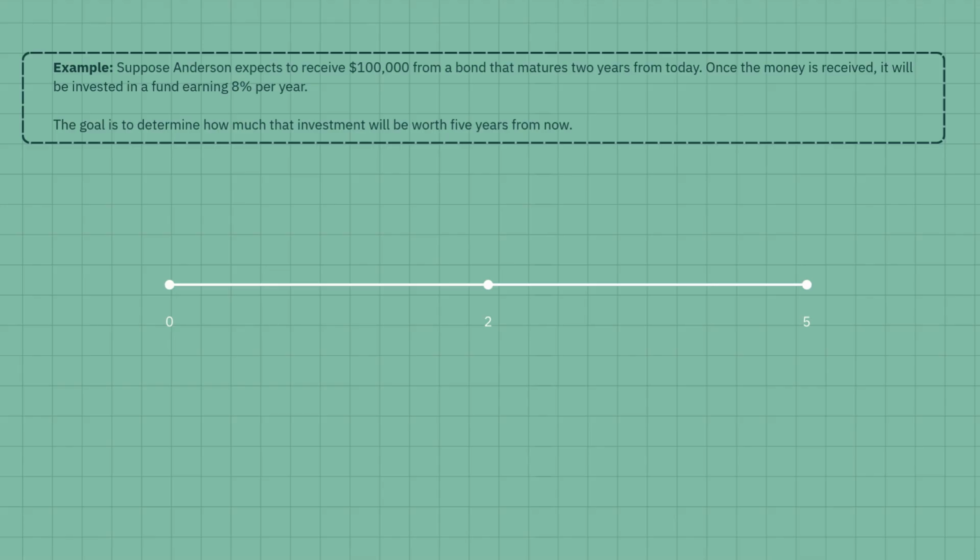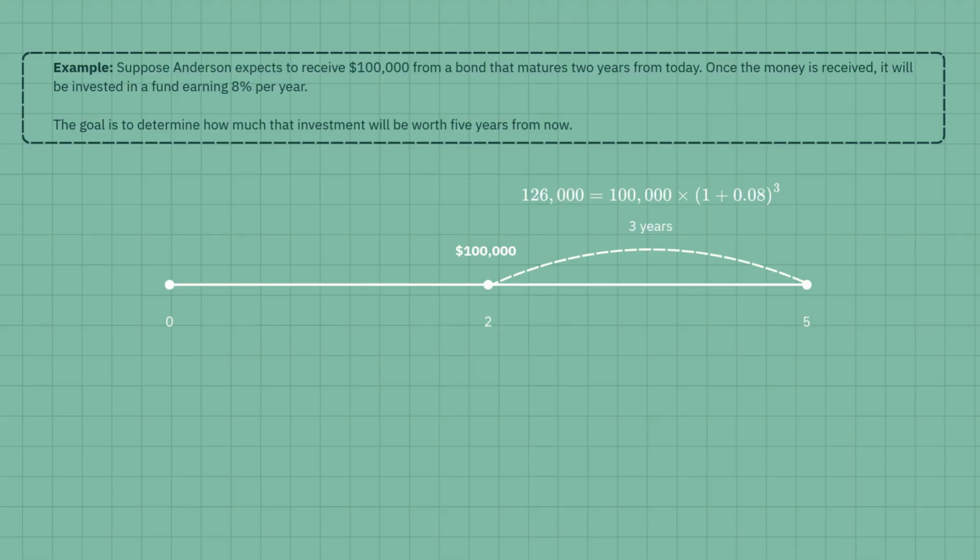Today is time zero. 2 years from now is when the $100,000 is received. The value we want to find is 5 years from today. That means the money is invested for 3 years, not 5. This step is crucial. With the timeline set, we plug the values into the future value formula using a present value of $100,000, an annual rate of 8% and 3 years of investment. Doing that gives a future value of approximately $126,000.